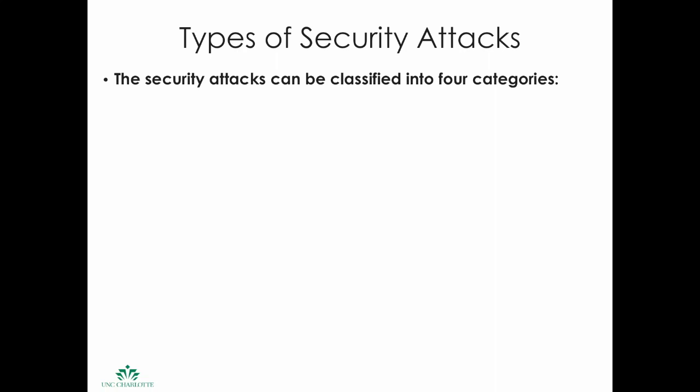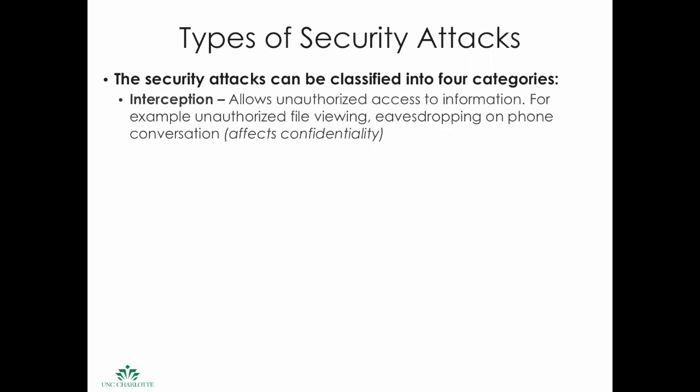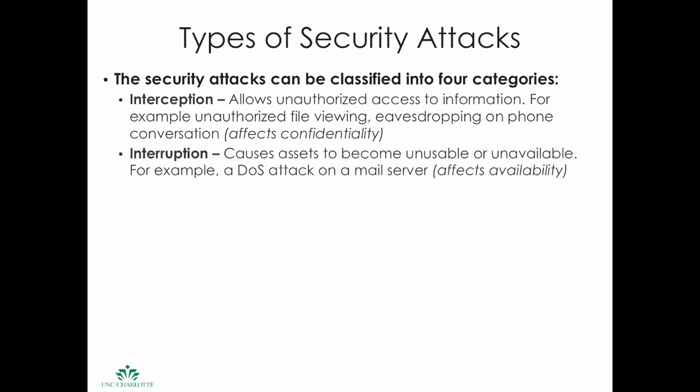So now let's look at the types of security attacks. These attacks can be classified into four main categories. Number 1, interception. Number 2, interruption. Number 3, modification. Number 4, fabrication. Interception attacks allow unauthorized access to information. For example, unauthorized file viewing or eavesdropping on phone conversation. These attacks primarily affect the confidentiality of information.